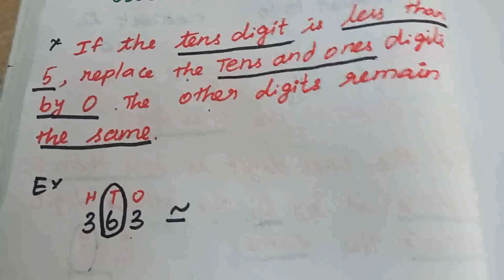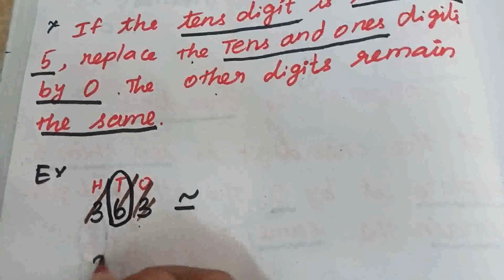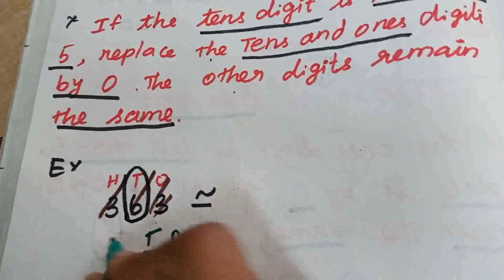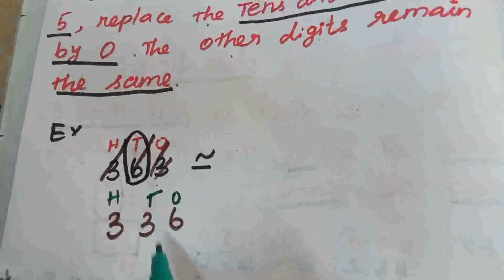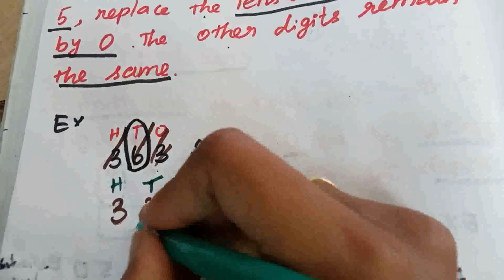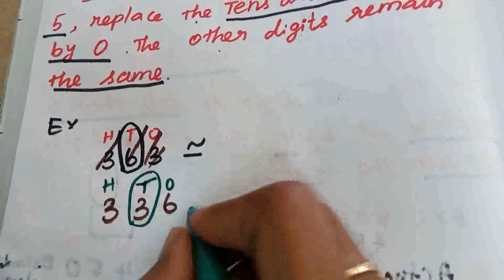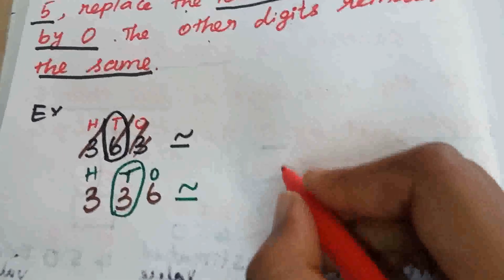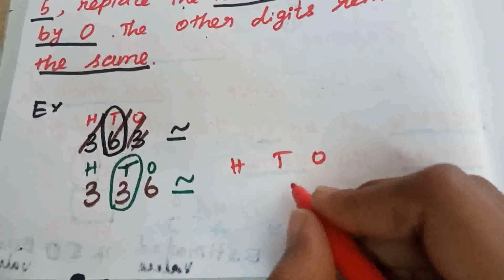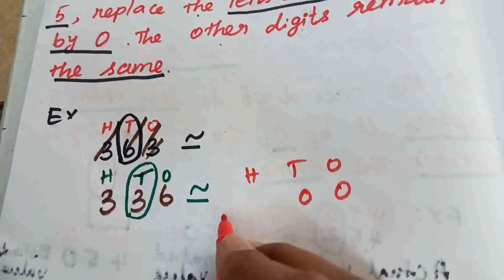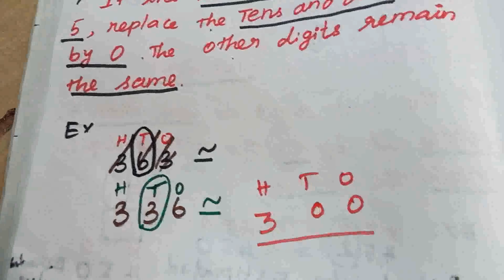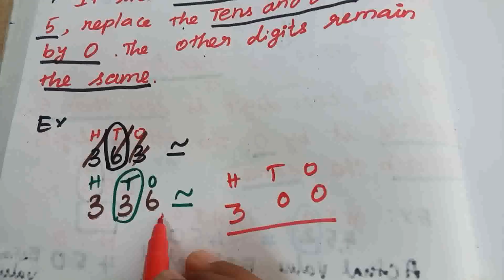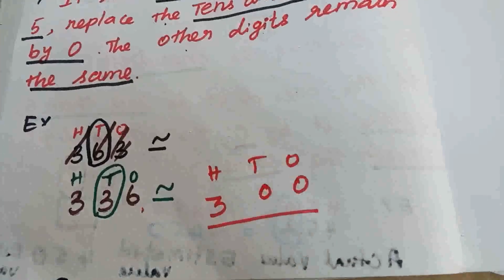Sorry, this is the wrong example. Wait one minute. Ones, hundreds. Okay, sorry. You have to observe the tens place. You have to circle the tens place. So what number is in the tens place? 3. 3 is less than 5. So less than 5, what is the condition? Tens and ones place you put 0, and the remaining numbers you write as it is. So this is the estimated value. This means rounding off the value for 336. Any doubts? Shall we see one more example? Okay.